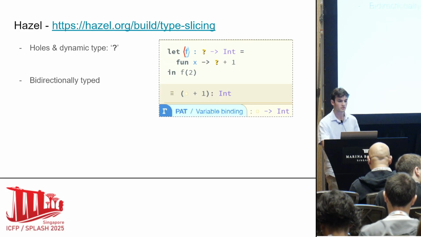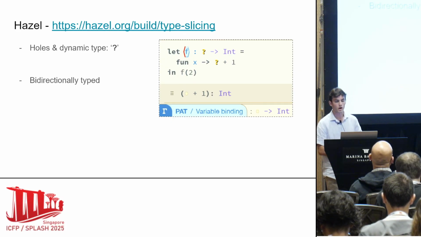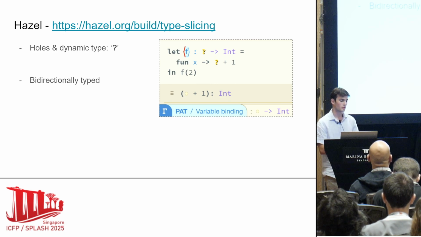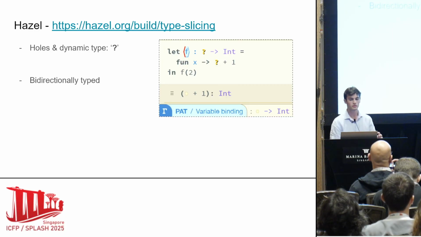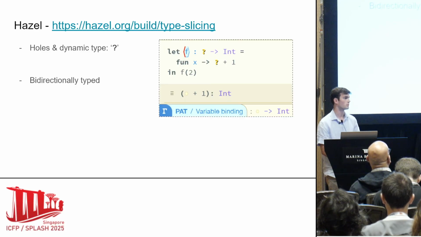So just to explain what Hazel is, I've got a live build that you can try out of what I've got so far. And Hazel basically allows you to have holes in your programs, and it gives them the dynamic type. So it's a gradually typed system, and it's also bidirectionally typed.